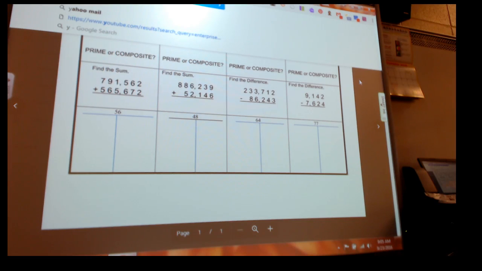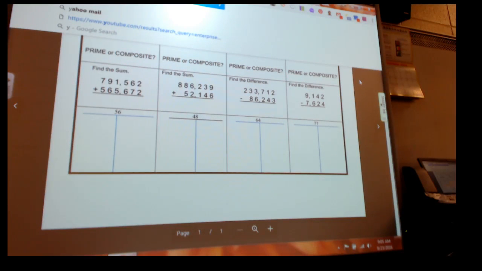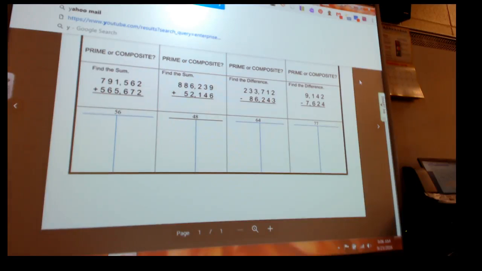Multiplicative comparison is what this is called. Multiplicative comparison. Right. Leah. 32. Right.